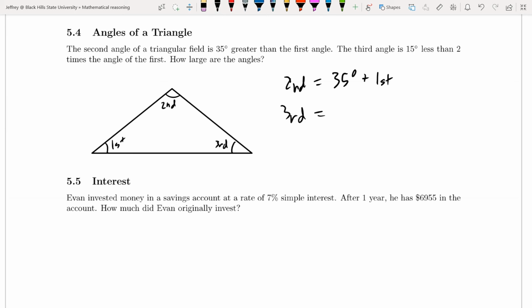So this one's maybe a little bit harder to understand. If it says 15 less, that means we need to first figure out what 2 times the angle is, and then subtract 15. So 2 times the angle of the first, or 2 times first angle. And then it says 15 less than that, so we're going to take that minus 15.